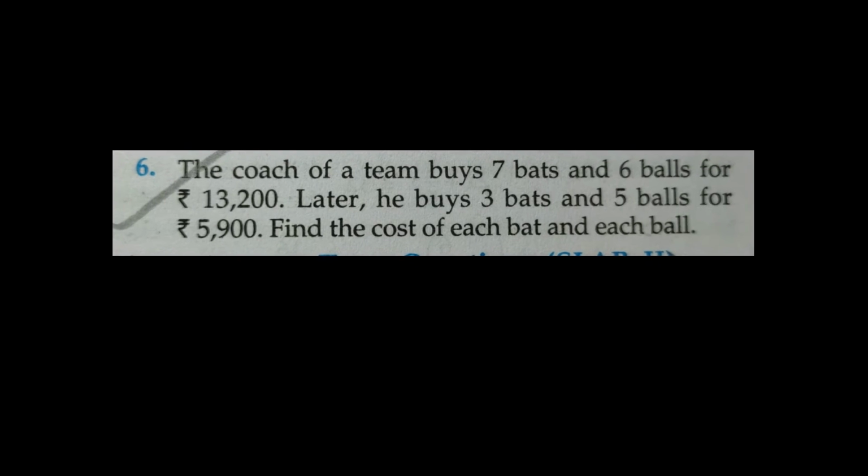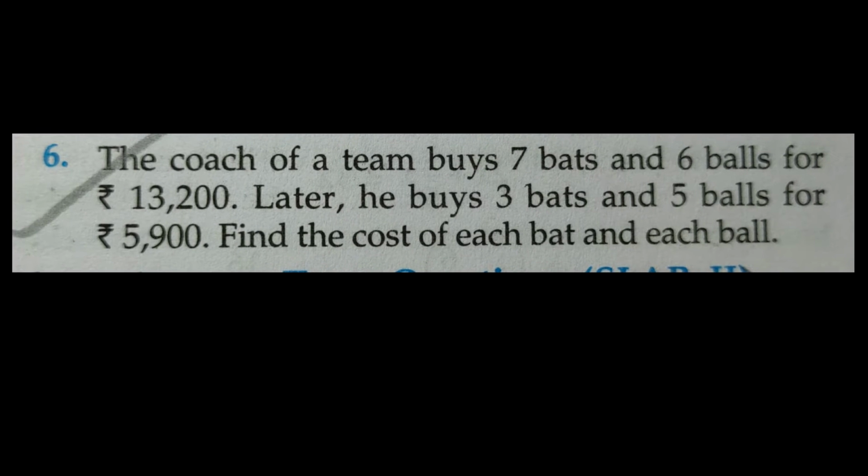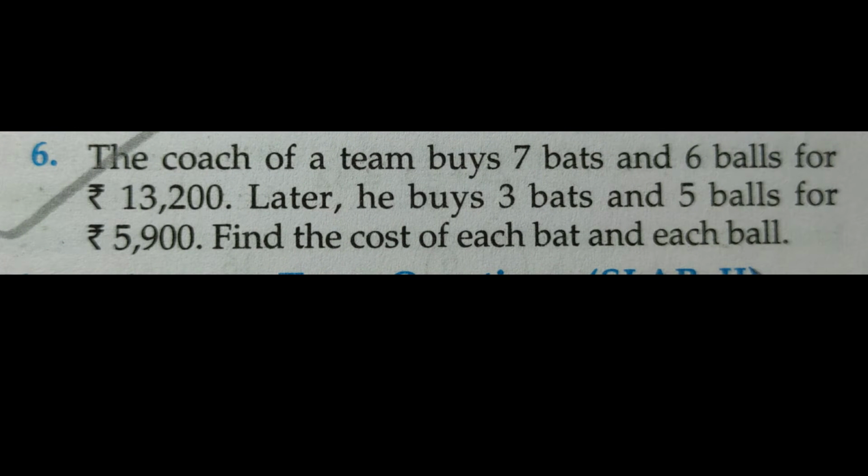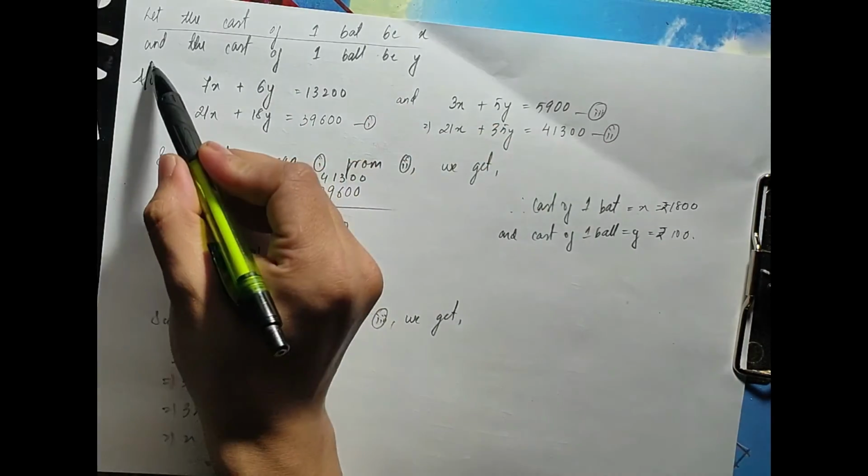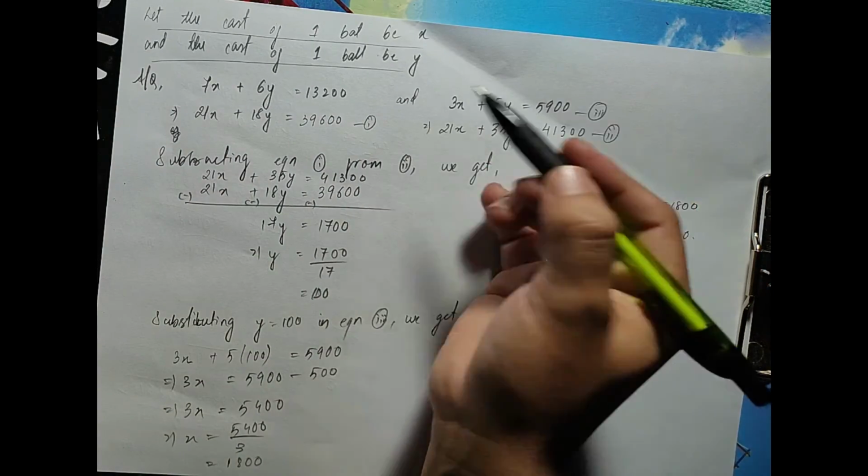Let us see one more question shown on the screen. The coach of a team buys 7 bats and 6 balls for 13,200. Later he buys 3 bats and 5 balls for 5,900. Find the cost of each bat and ball. Okay, so let the cost of 1 bat be x, and then let the cost of 1 ball be y.